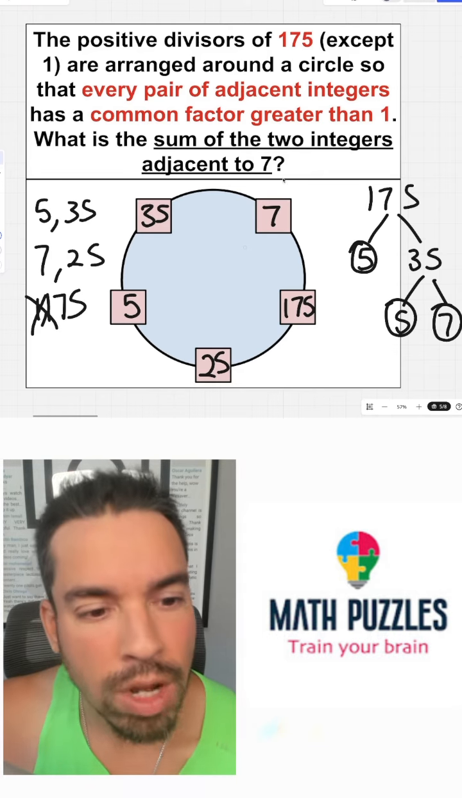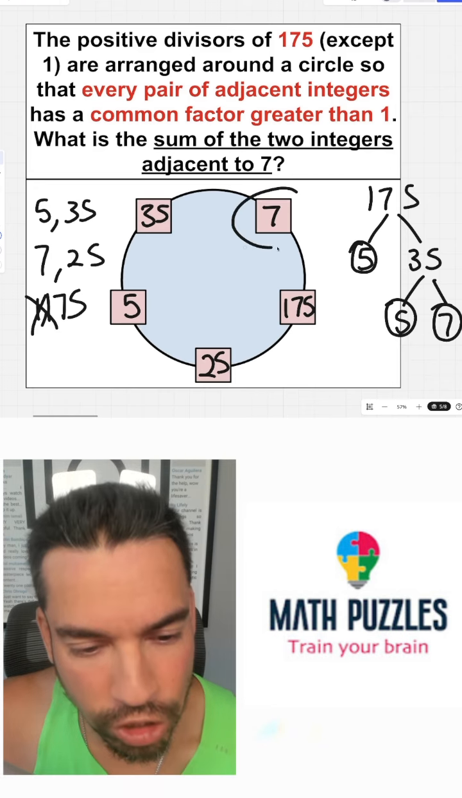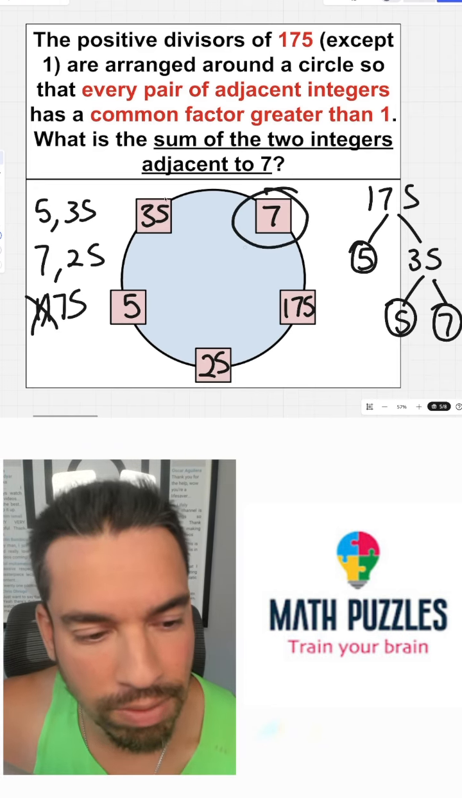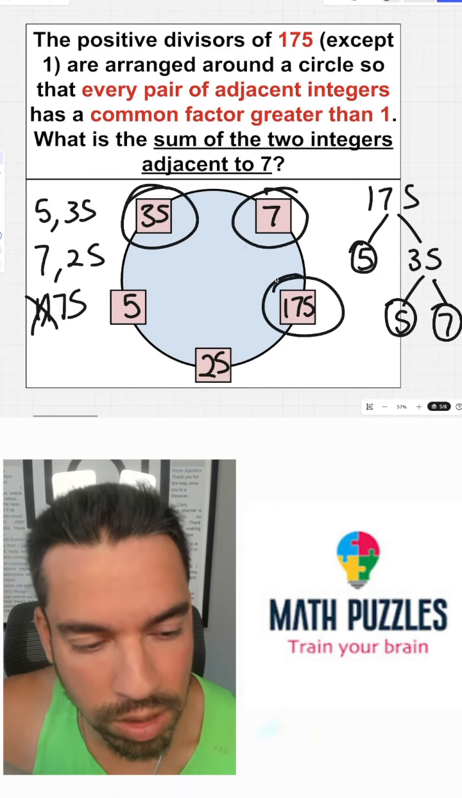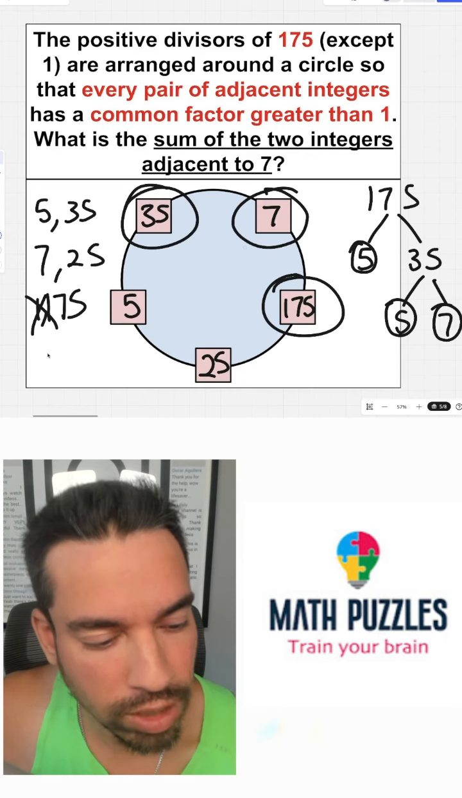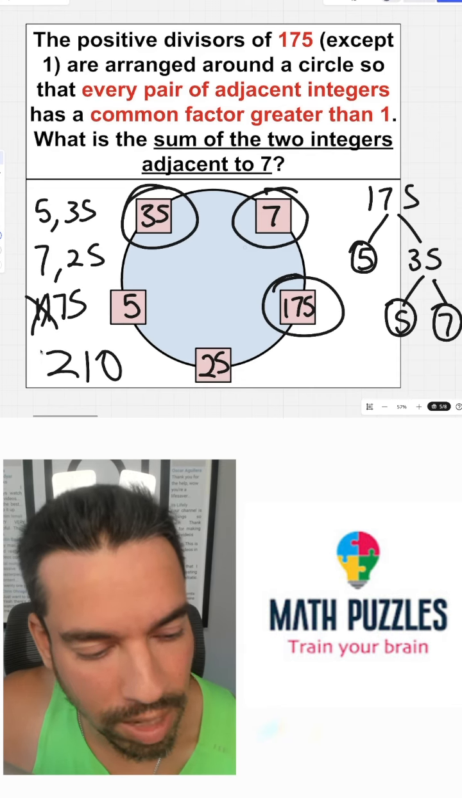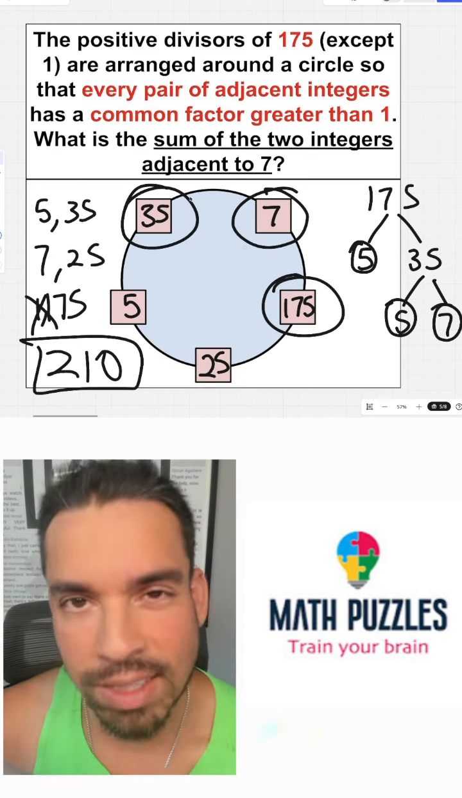Now the last question. What is the sum of the 2 integers adjacent to 7, next to 7? Those 2 numbers in this circular diagram are 35 and 175. Add those together, we get 210. And that is the answer. That's how you do it. Done.